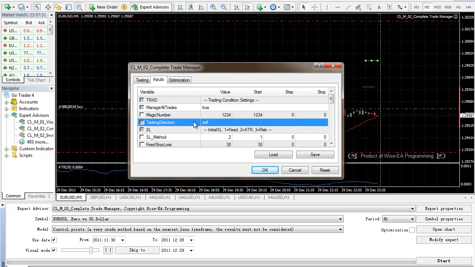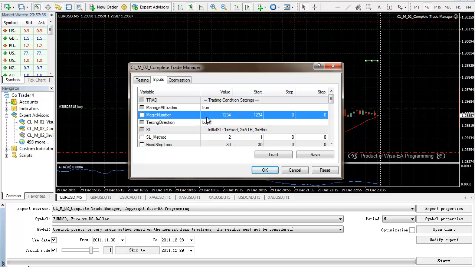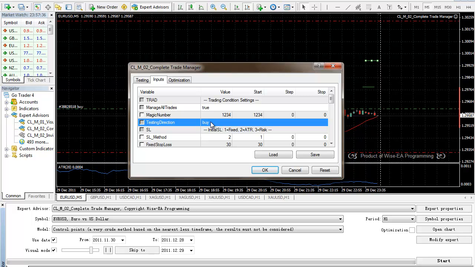And here, testing direction. I'm using sell here. Let's just say, or buy. This is case sensitive. This EA will send out one trade at the opening of this EA if you're using backtesting. If this is forward testing, there are no trades open, like we just showed now. So I'm just going to use buy.